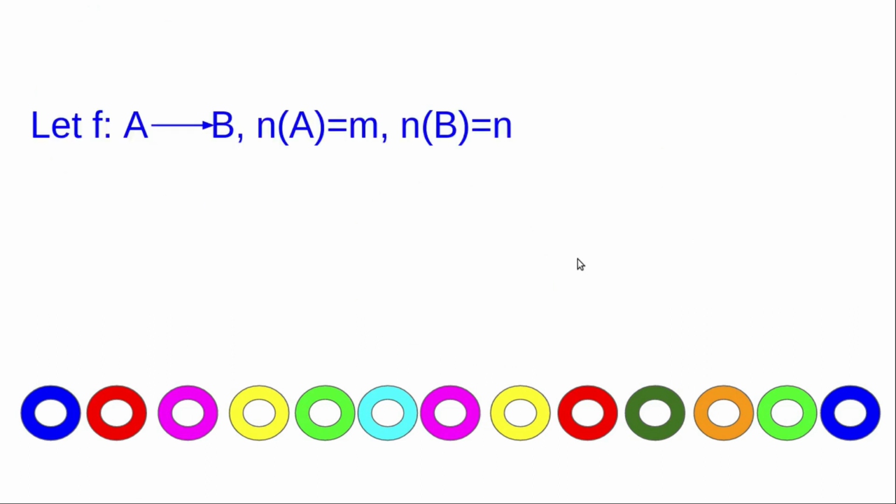In general, if n of A is equal to m, n of B equal to n.